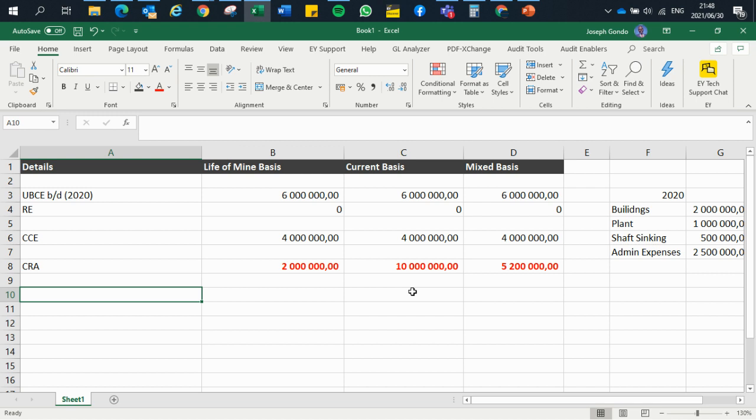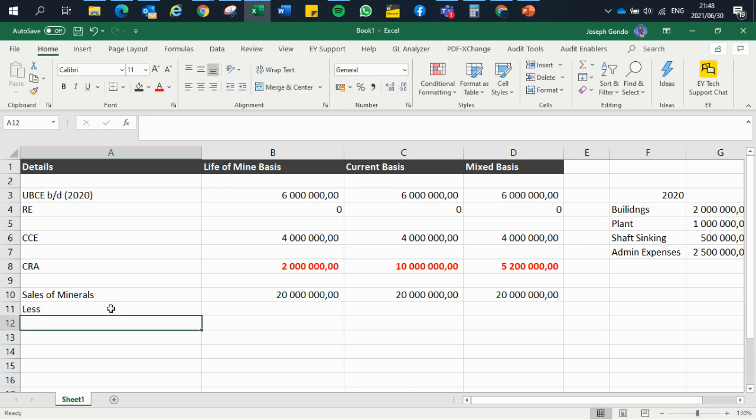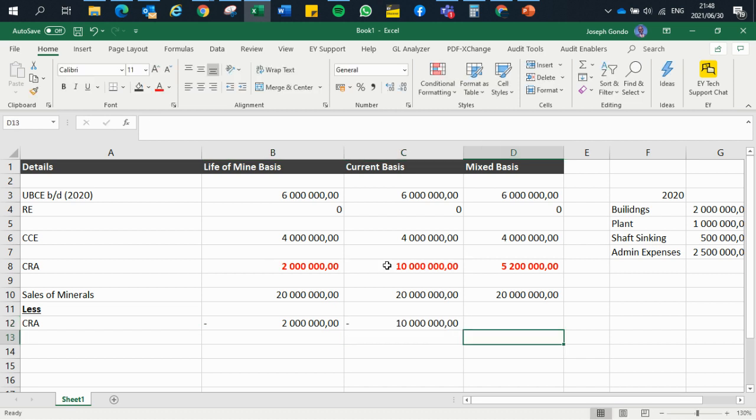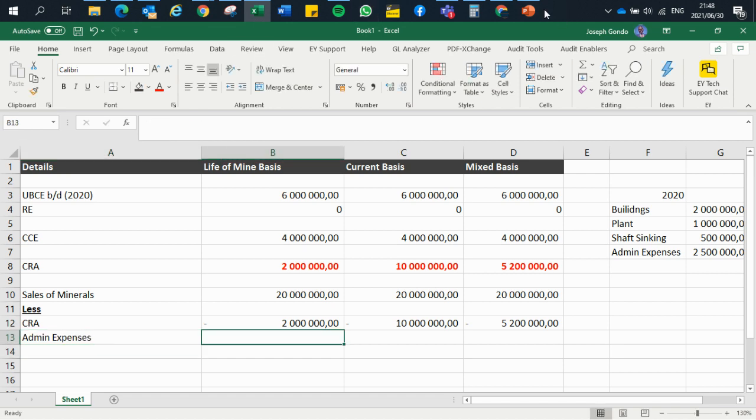Now let's say gross sales of minerals. You are told that they made sales of 20 million. And this is applicable to every method. Then we'll say less. What are we lessing? The first one will be our CRA, and we are just going to say minus this one, minus this one, minus this one. Then do we have other expenses? Admin expenses. Now we are talking about the after production admin expenses. We are told that they are 3 million. So let's say minus 3 million.